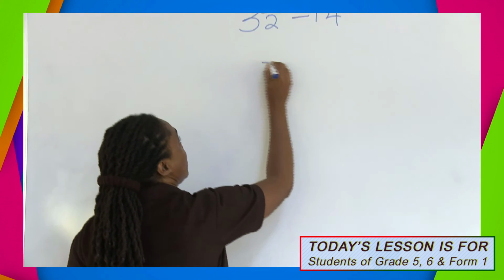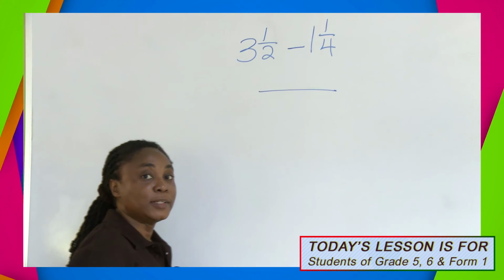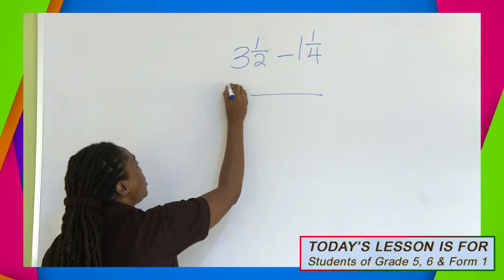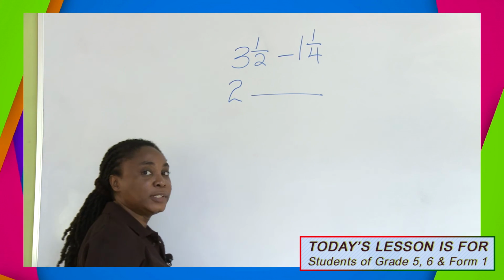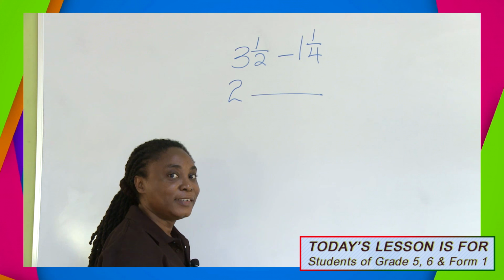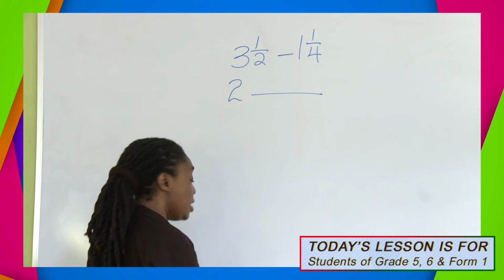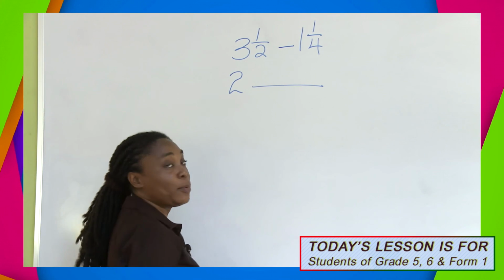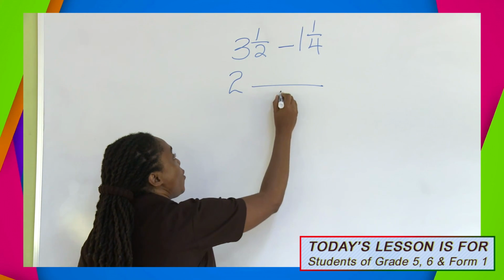All right? Let's work with our whole numbers. We have 3 minus 1, and that will give us 2. What do you notice about the denominators? Yes, they're different. So I should find the LCM, and the LCM of 2 and 4 is 4.